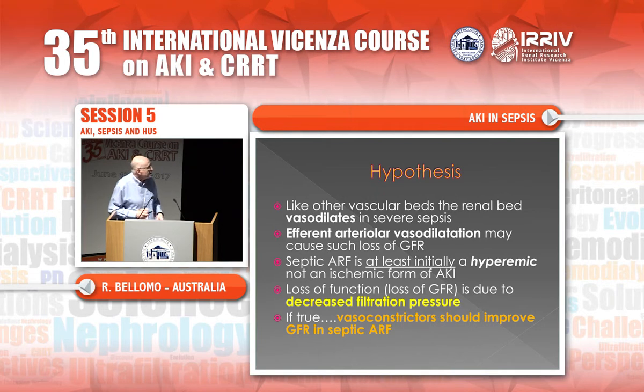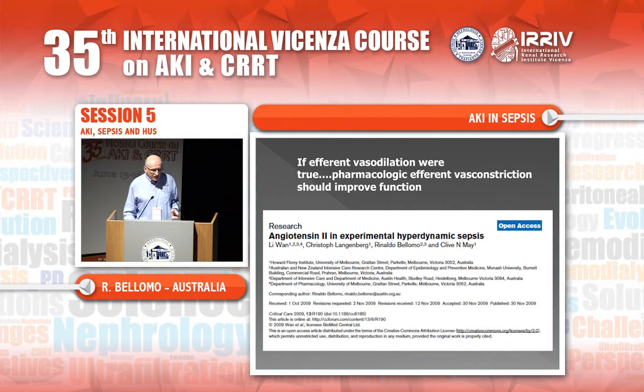So we hypothesized that the decreased filtration pressure that is responsible for the loss of GFR might be due to such an imbalance of vasodilatation between the two controllers of flow into the glomerulus. We then hypothesized that if that was true, that there was selective and greater efferent vasodilatation, then the administration of angiotensin II, which is a selective efferent arteriolar vasoconstrictor, should change this sort of functional loss.